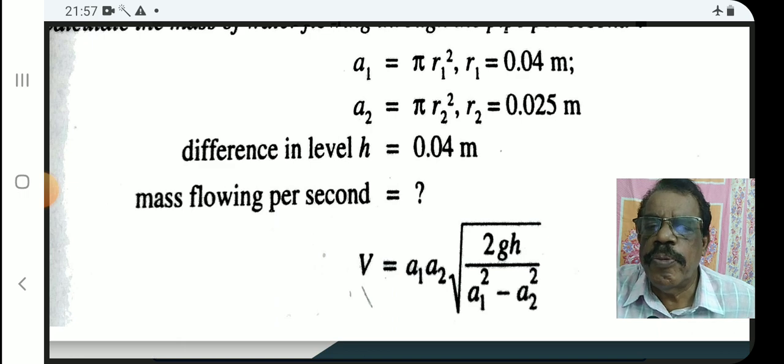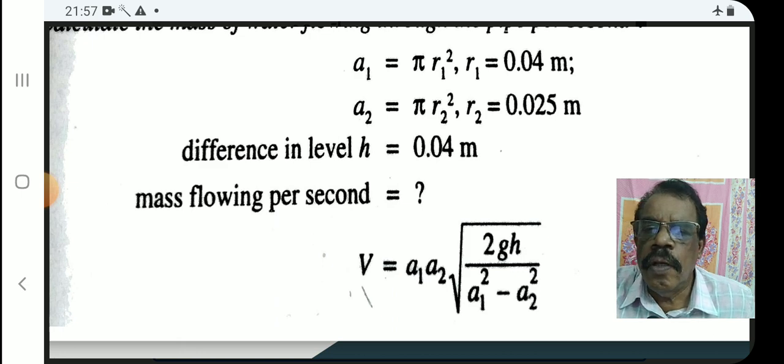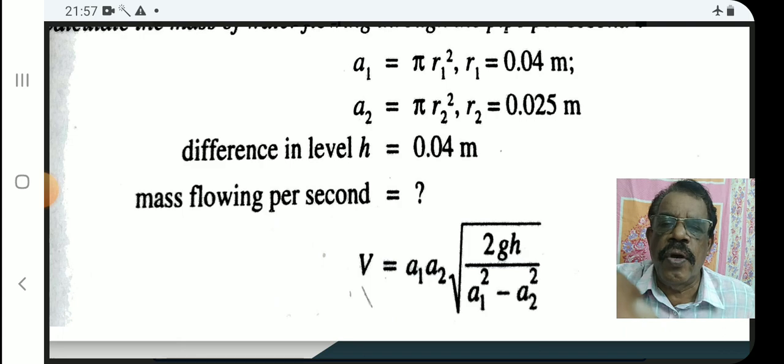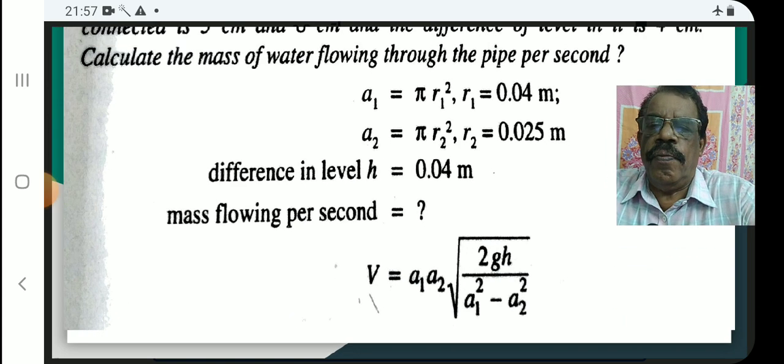Mass of water flowing per second, or rate of flow of water. We know the formula: rate of flow is A1 A2 into root of 2gh by root of A1 square minus A2 square.